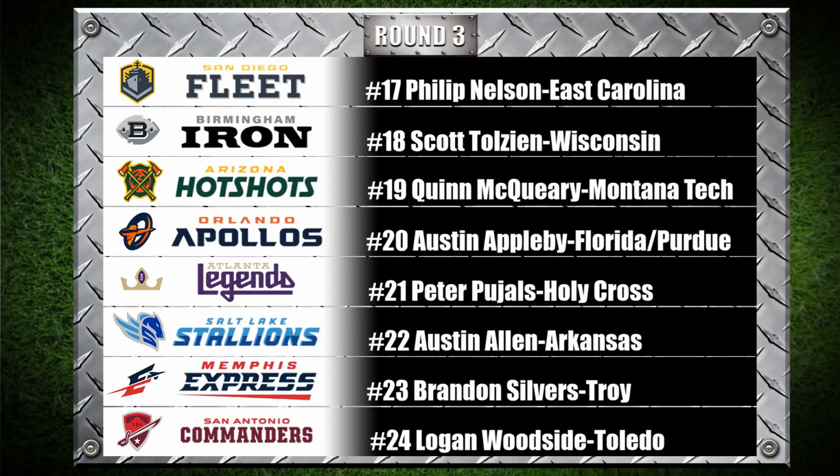I do not know, Jack, but right now they're doing an over-under wins total for all the teams. The leader is Orlando Apollos with a 6.5. San Diego Fleet second with 5.5. Arizona Hot Shots are 5.5 over/under win total. Commanders are a 5. Express are a 5, and then the final three teams, the Stallions are 4.5, and the last two, the Legends and the Birmingham Iron, both have a 4 over-under win total.